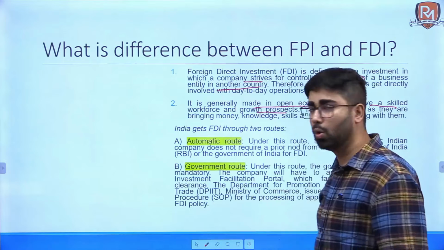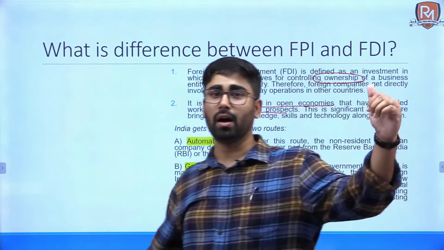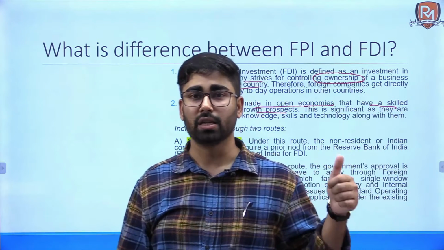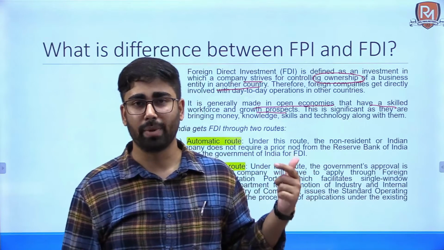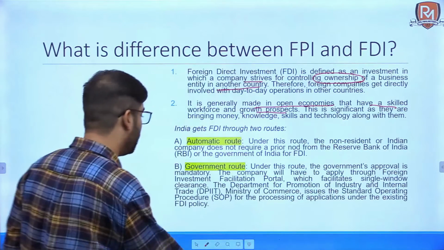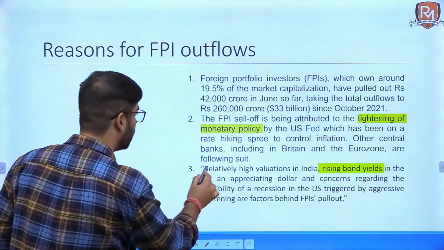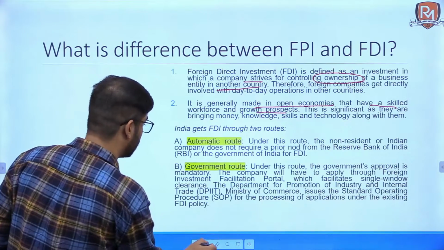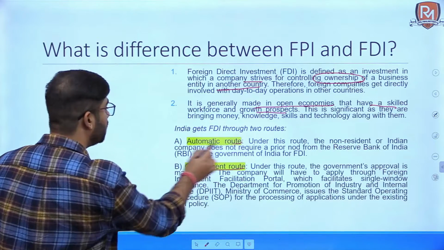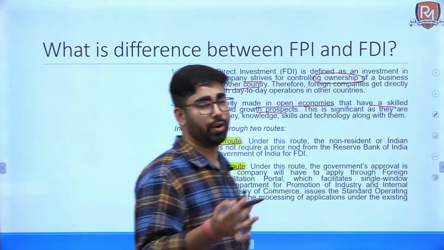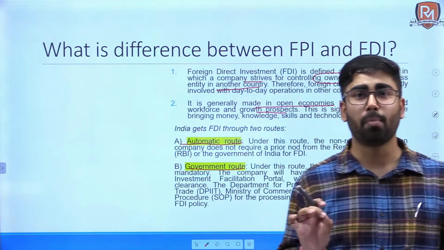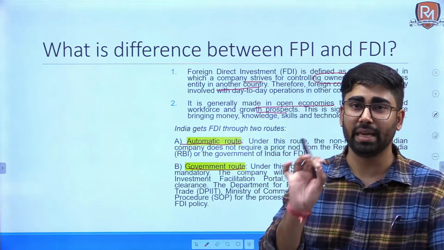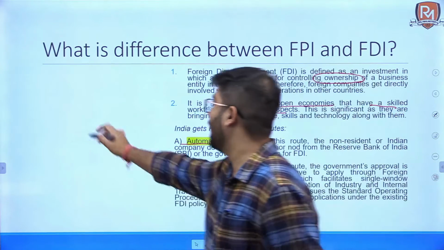Now there are two routes: the automatic route, where the person who is investing does not have to ask for permission, and the government route, where permission is required. A very basic difference: where permission is required, that is the government route, and where permissions are not required, that is the automatic route. Now let's see what are the important differences between FPI and FDI.